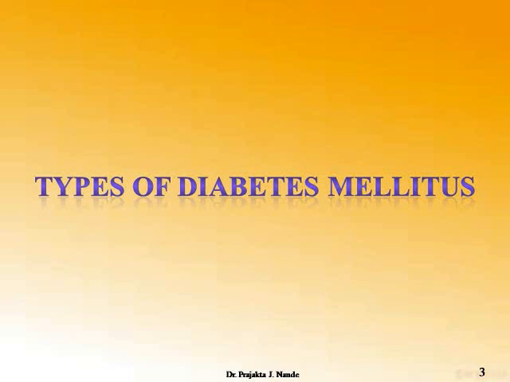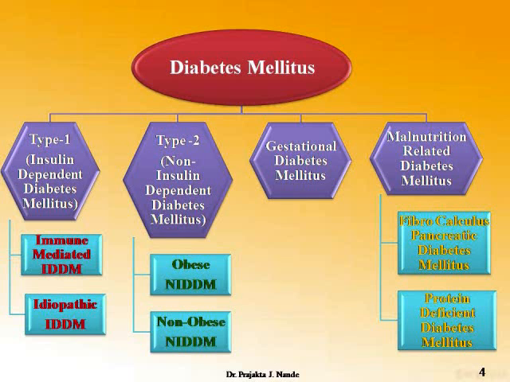Now let us see types of diabetes mellitus. As shown in this slide, there are basically four types of diabetes mellitus. The first one is type 1, which is also known as insulin dependent diabetes mellitus. They require exogenous insulin. Then there is type 2 diabetes mellitus, also known as non-insulin dependent diabetes mellitus, and these cases are not dependent upon exogenous insulin. Then there is gestational diabetes mellitus and malnutrition related diabetes mellitus.